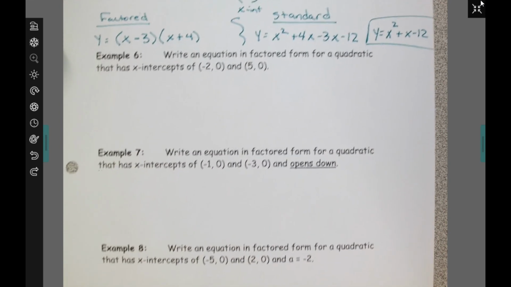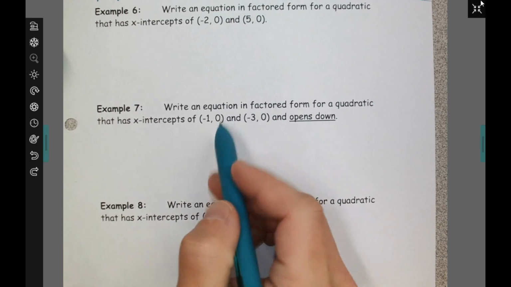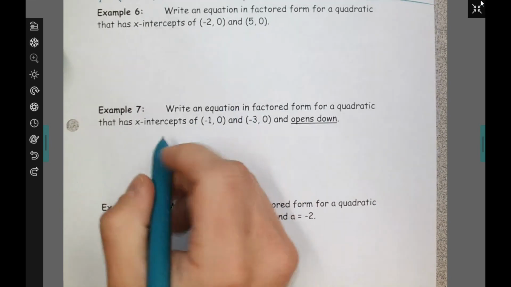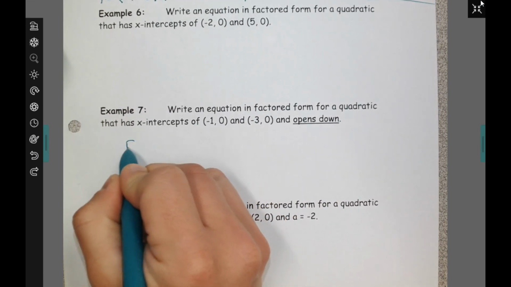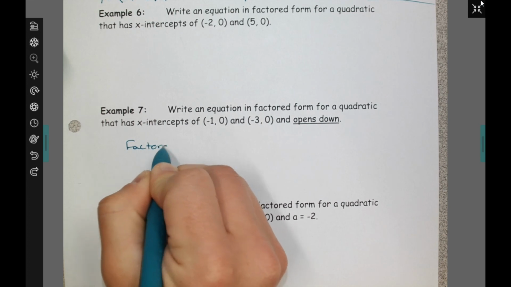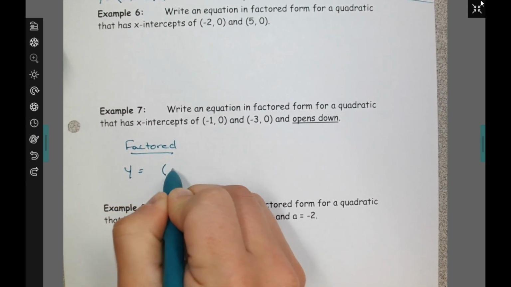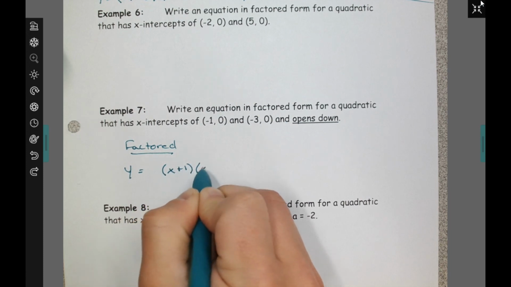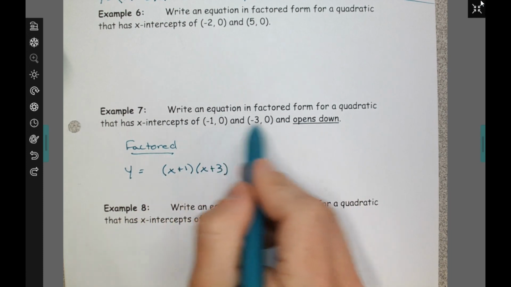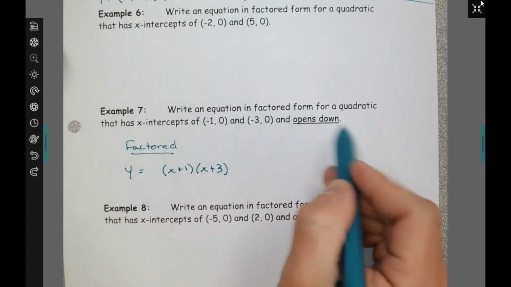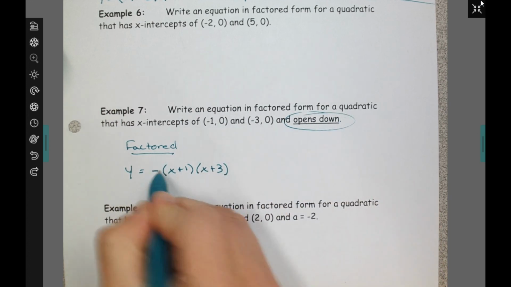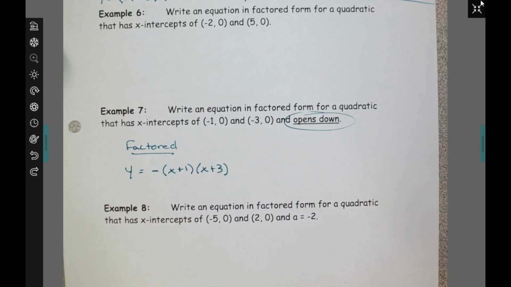Example 6 is going to be similar. Example 7, you're going to do the same thing, but when I write it, my factored form is going to be y equals, we have x plus 1, x plus 3. So we're still doing the opposite thing here. But the opens down means I have to have a negative sign out front. So that would be my factored form.